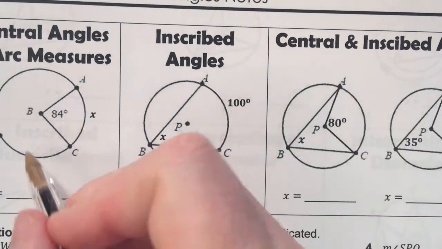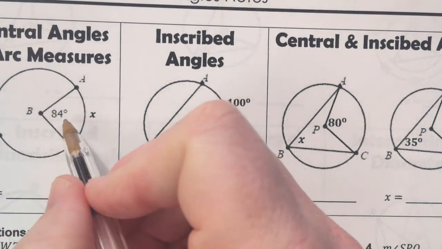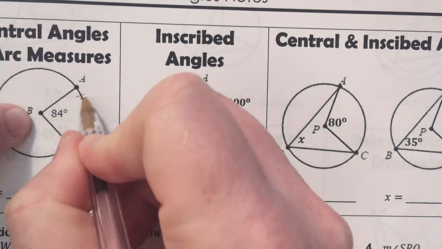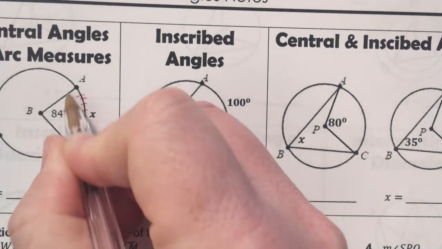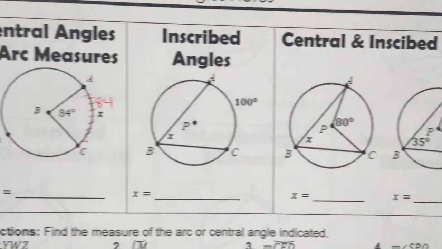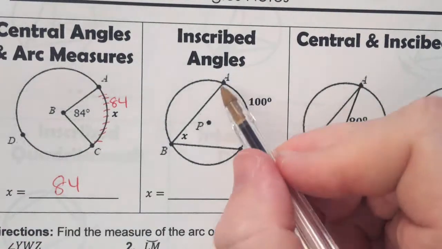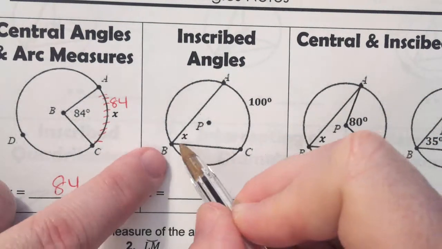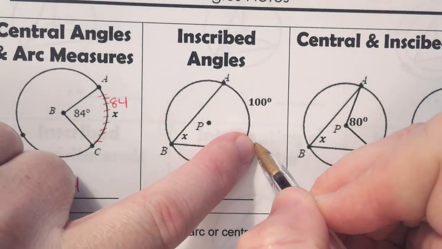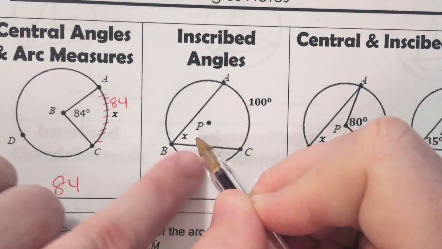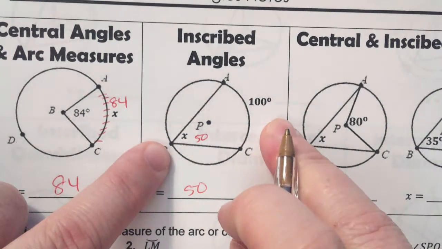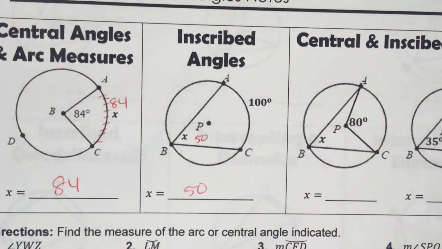All right, let's do some examples. For this one, we have 84 degrees at the center. Here is the movie screen. If it's the center, it would be the same, so this would also be 84. For inscribed, we're in the back of the movie theater. If the screen was 100, you would divide by 2 to go back inside, so this would be 50. So x would be 50. It doubles on the way out, it divides by 2 on the way in.